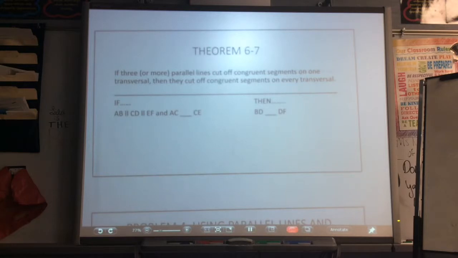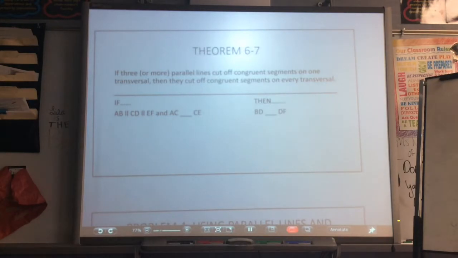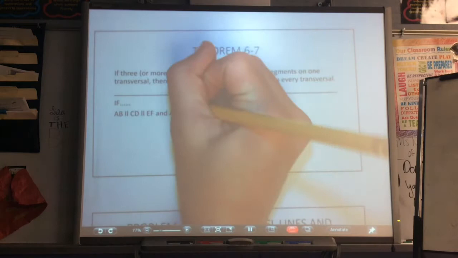Theorem 6-7 states that if three or more parallel lines cut off congruent segments on one transversal, then they cut off congruent segments on every transversal. So if AB is parallel to CD, and CD is parallel to EF, and AC is congruent to CE.